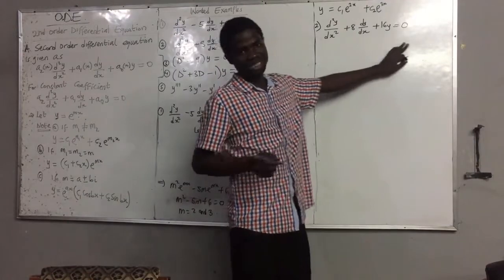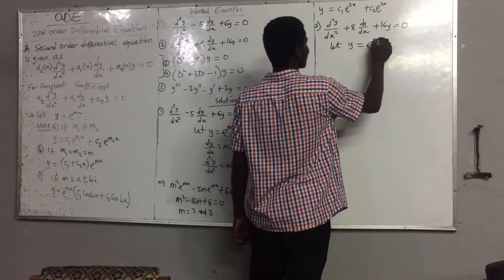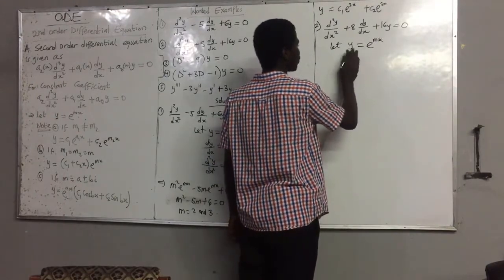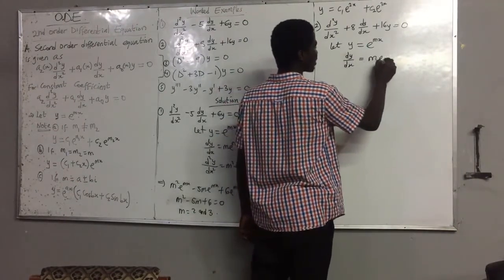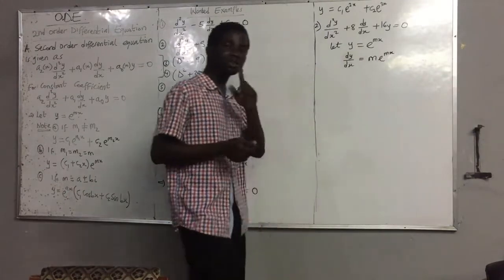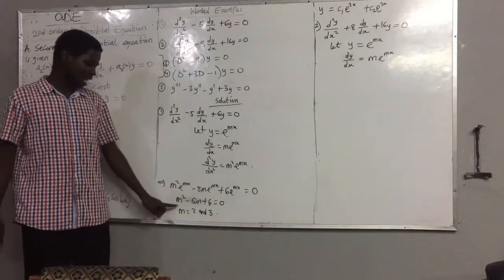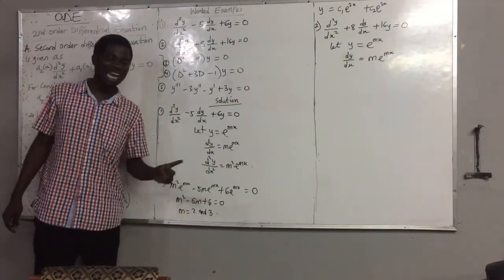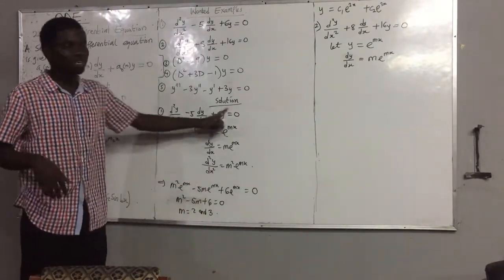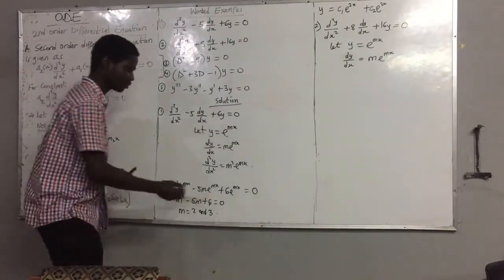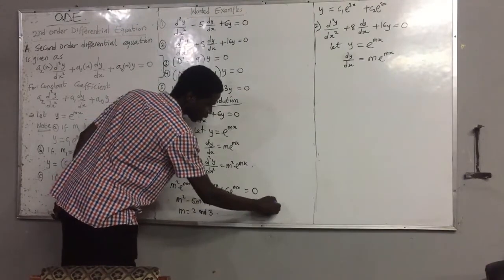Whenever you have a second order differential equation with constant coefficients, let y be equal to e raised to power ms. Differentiate the first time. y prime or dy ds is equal to what? m e raised to power ms. Now mind you, after dividing through by e raised to power ms, this m squared minus 5m plus 6 has a name. They normally call it the auxiliary equation. You say, what is the auxiliary equation of this differential equation? This is how to spell it: auxiliary equation.